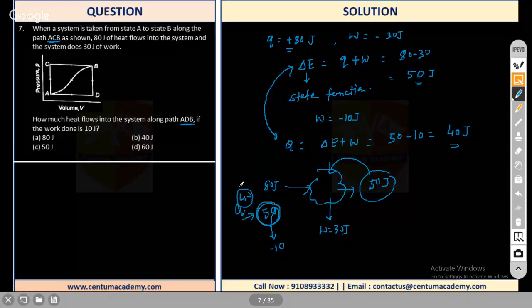Okay, so what we are doing is work on the system. So you are giving heat to the system, right? So the system is not losing heat. So won't heat increase? 50 joule of heat is there and 10 joule work, right?